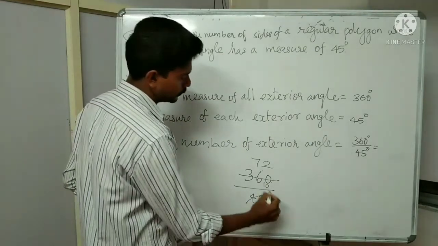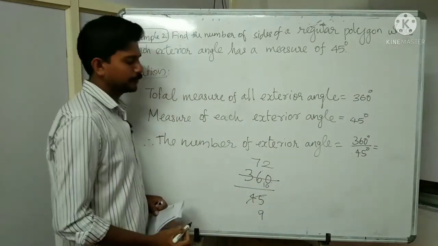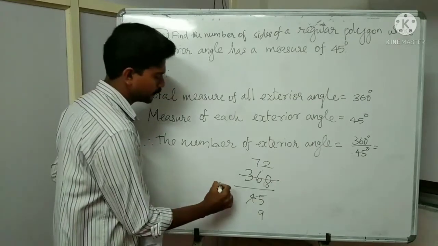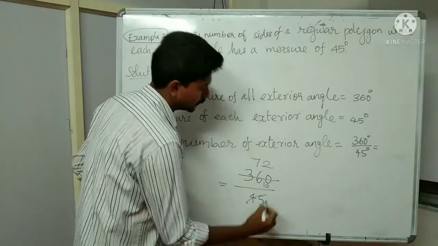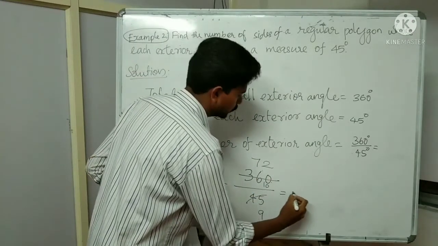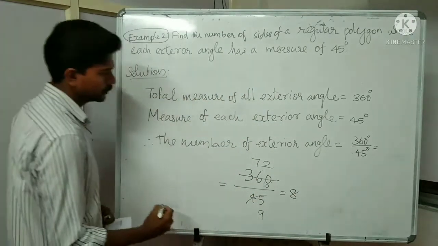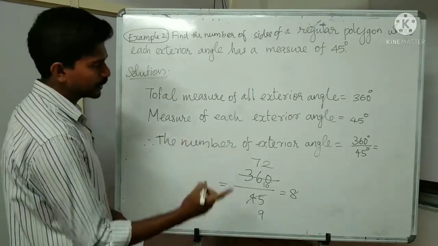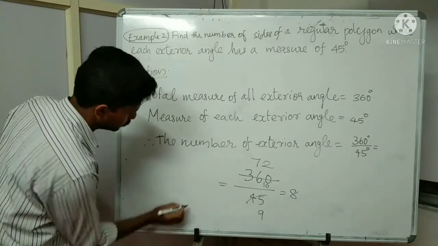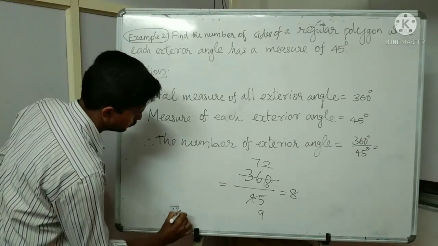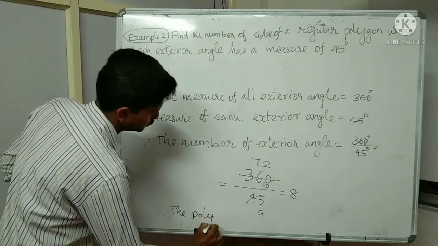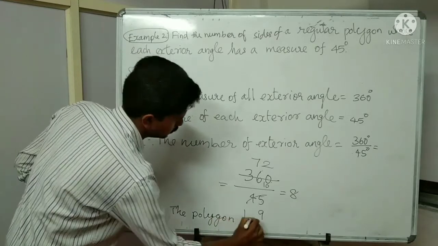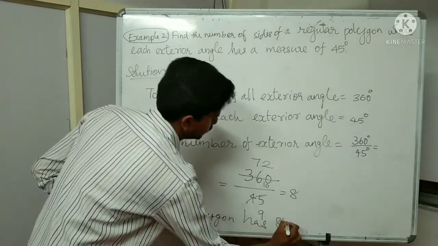Now 72 divided by 9, that is equal to 8. So finally, the number of exterior angles is equal to 8. Therefore, we can say the polygon has 8 sides.